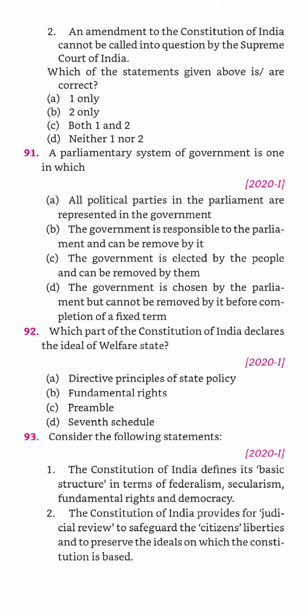Fourth one is the salient features of the Constitution. This question, friends, 93rd, is a question from salient features of the Constitution. Please read about this one. And fifth one is the judiciary or Supreme Court they talk about.